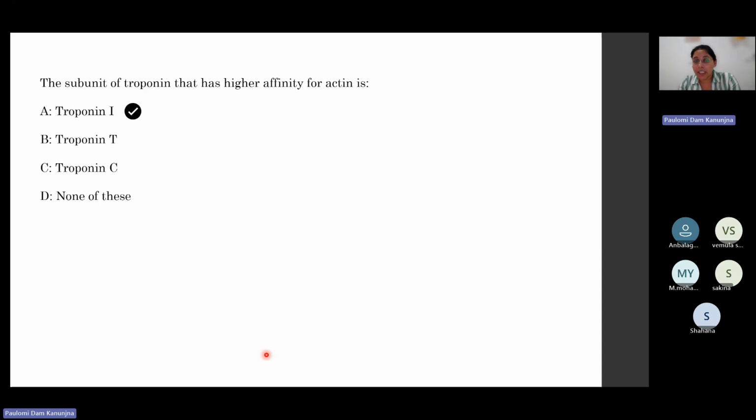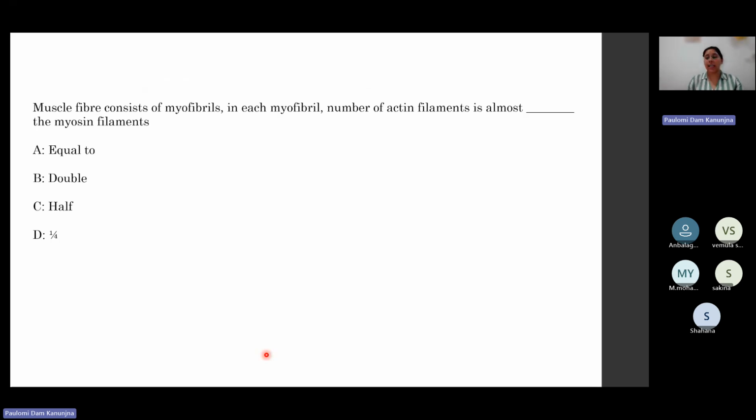Troponin T binds to tropomyosin, which is on the myosin. Okay, and troponin C is basically for the calcium ion, so it helps in the contraction. So out of these three, I is for actin. Okay, yeah. Right, correct. All right, next one.